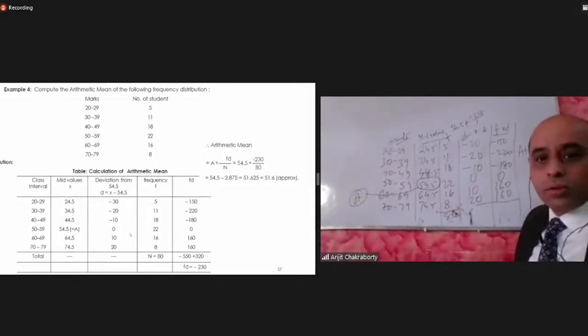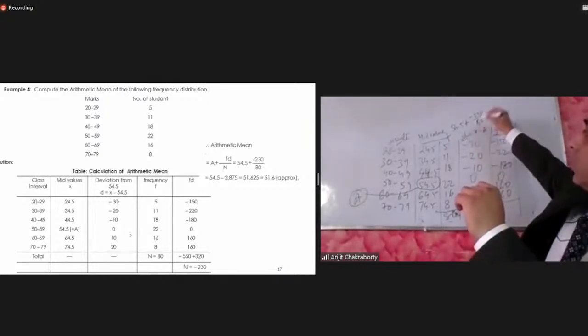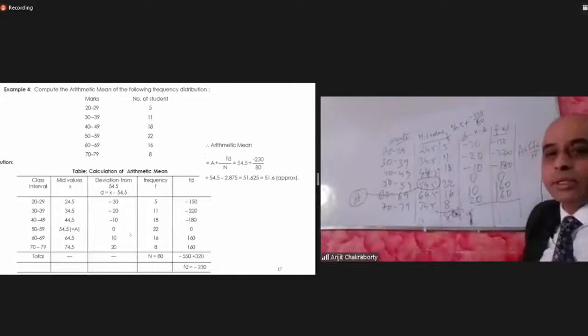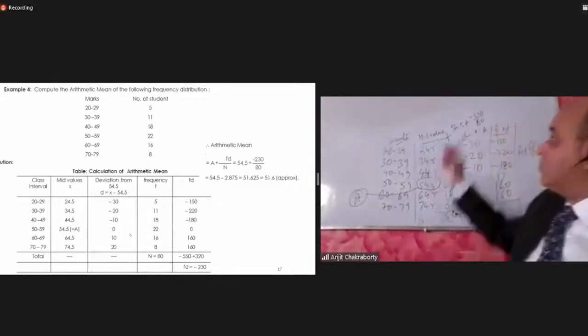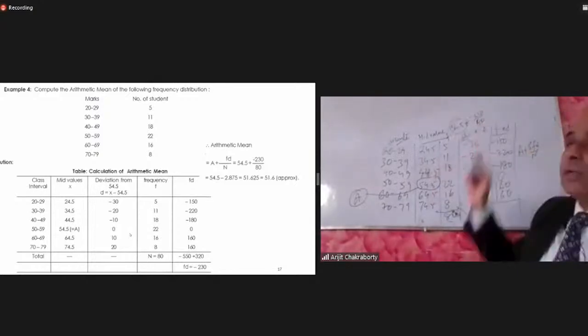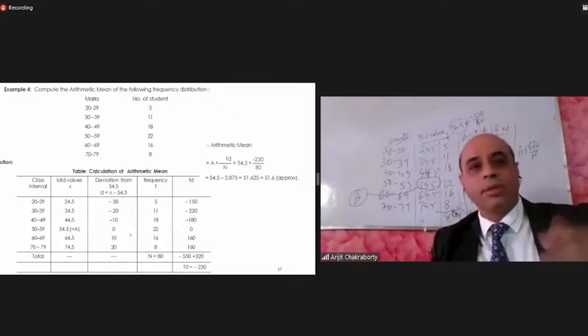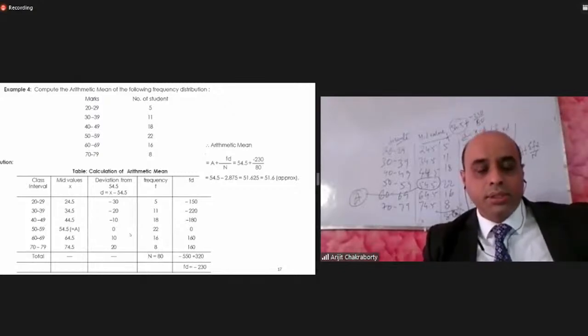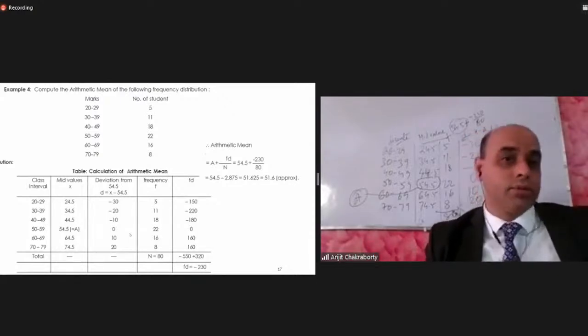Once you have the frequency 80, it is minus 230 by 80. If you just calculate, it comes to 54.5 minus 2.875, that is, it's coming to 51.6. So this is the way in which you have to calculate arithmetic mean using assumed mean.